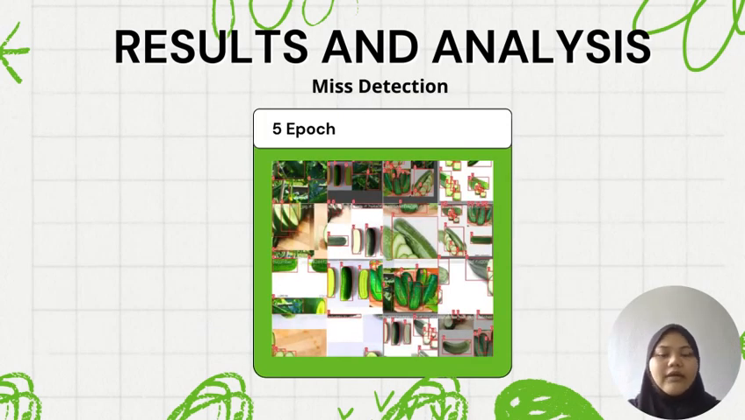Next, other than correct detection, there is also misdetection. Misdetection sometimes happens when an object is present in the image but is not picked up by the algorithm. In this project, we see that 5 epochs have more misdetection than 10 epochs and 20 epochs.